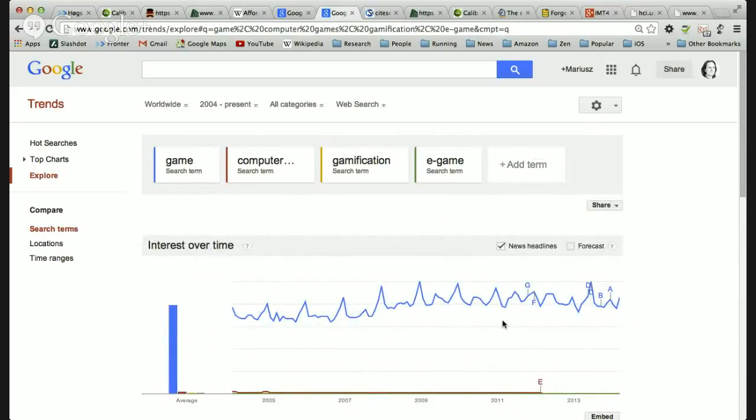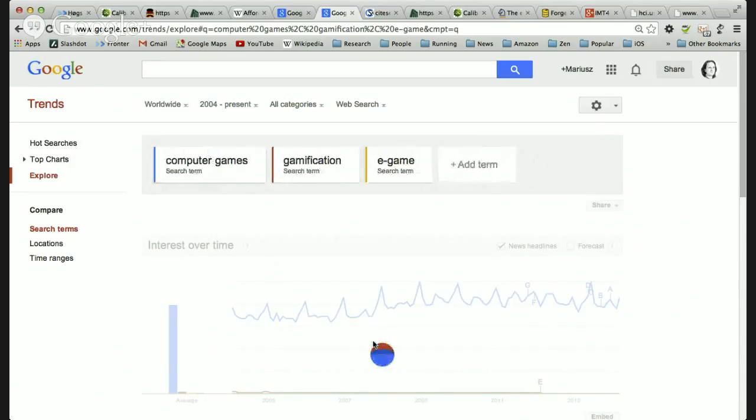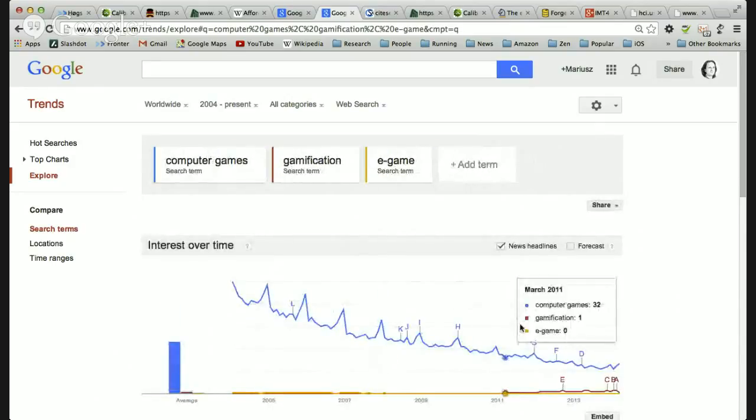So if we take that one out, we have game, almost a flat line. There is a small increase, but not significant. And gamification doesn't register. All those other terms are so low that they don't register. So you actually have to take game out to have some trends on the other terms.